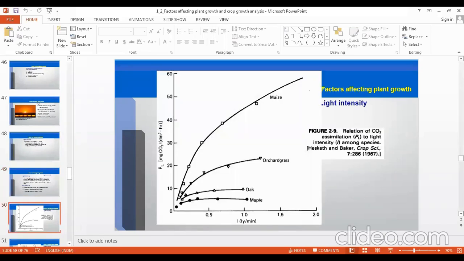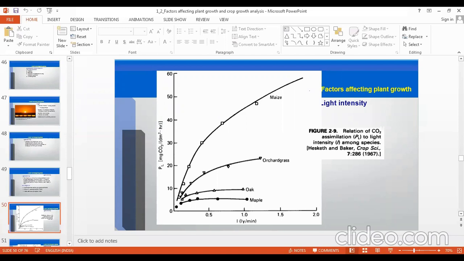Now see the effect of light intensity on photosynthesis. On the x-axis you have light intensity, that is Langley per minute, 0.5, 1, 1.5, 2. On the y-axis you have photosynthesis in terms of milligram carbon dioxide fixed per decimeter square per hour. You can see that maize is happy with higher light intensity; its photosynthesis is at the top. But you see orchard grass, as you increase the light intensity, its photosynthesis decreases.